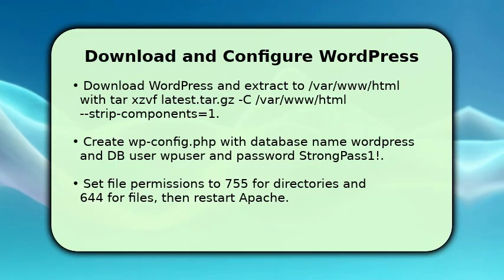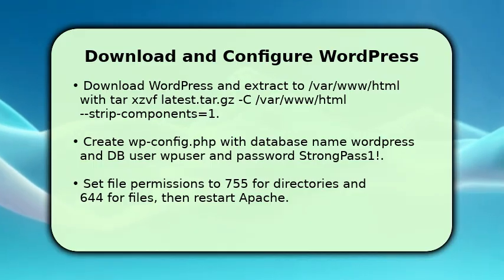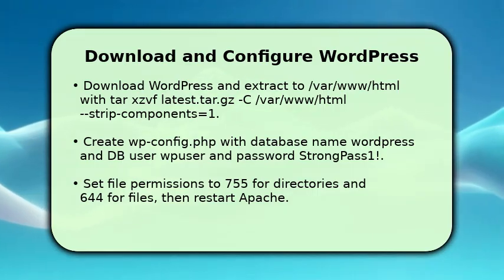then tar xzvf latest.tar.gz -C /var/www/html --strip-components=1. Create wp-config.php by copying wp-config-sample.php and edit DB name to wordpress, DB user to wpuser, and DB password to strongpass1. Set auth key salts with unique phrases.